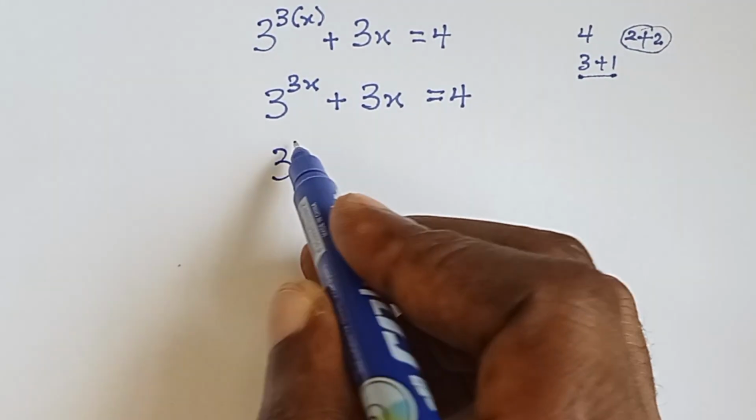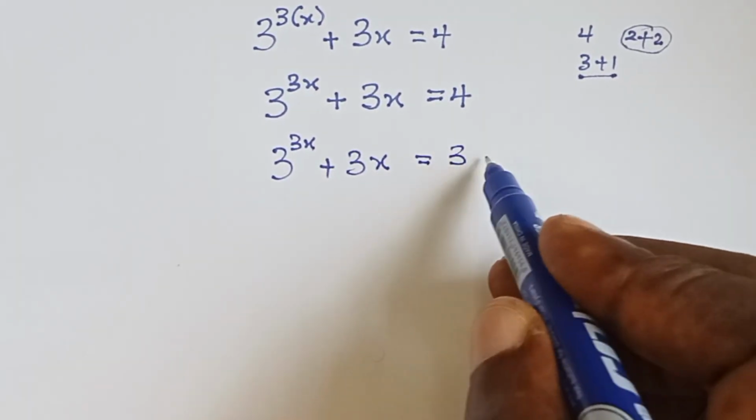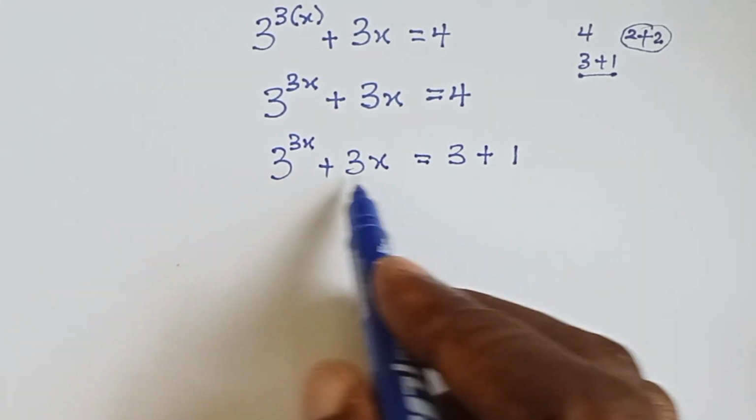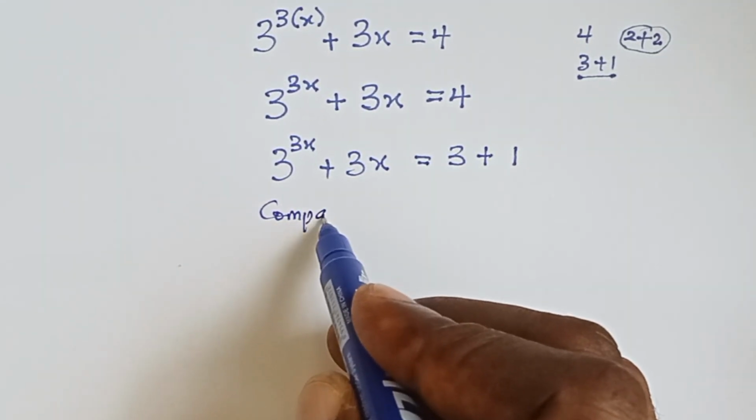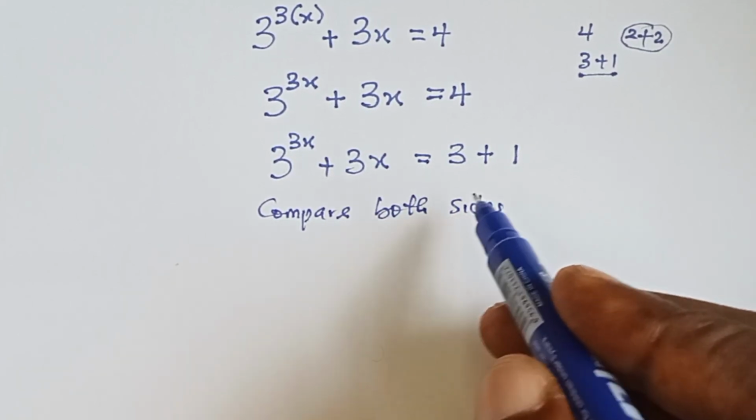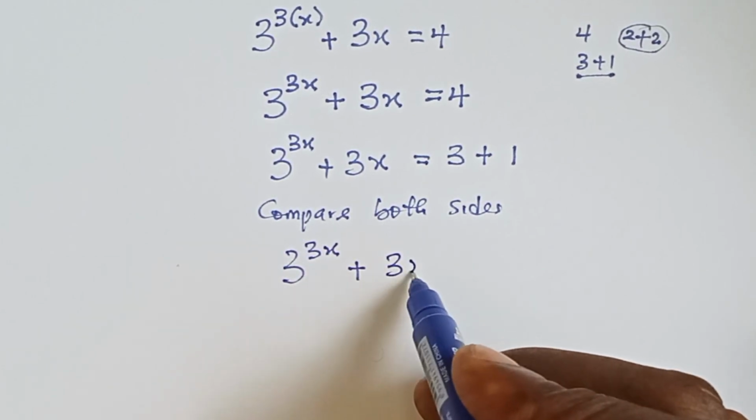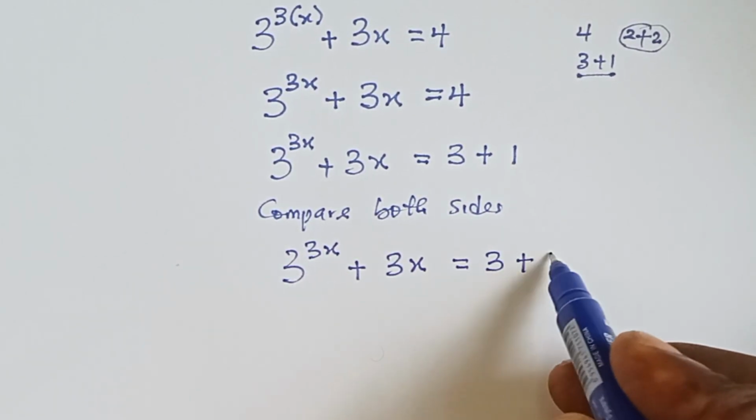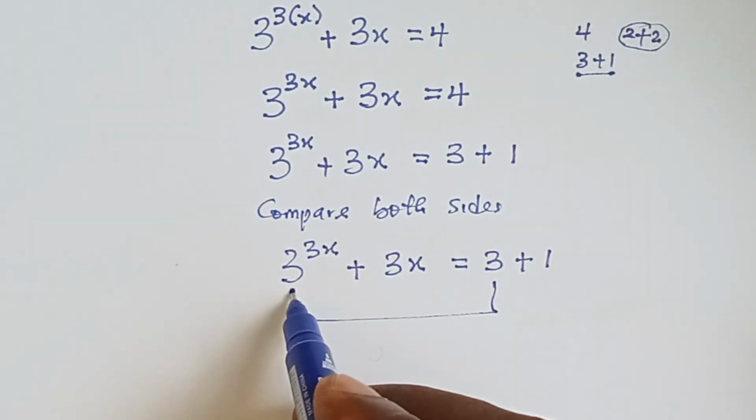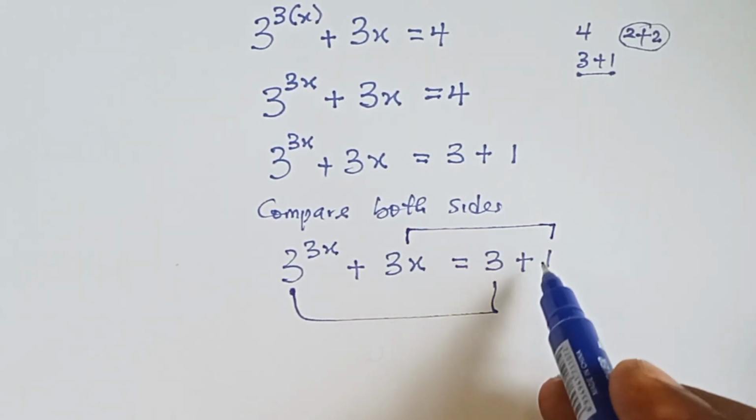All right, so we have 3 raised to power 3x plus 3x equals to 3 plus 1. Okay, so from there we can compare both sides. Let's compare both sides. When you are comparing both sides, what it means is this. It means that the first number we have here is equivalent to this, while this is equivalent to this.